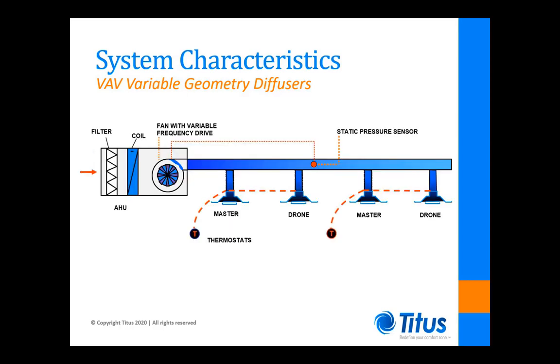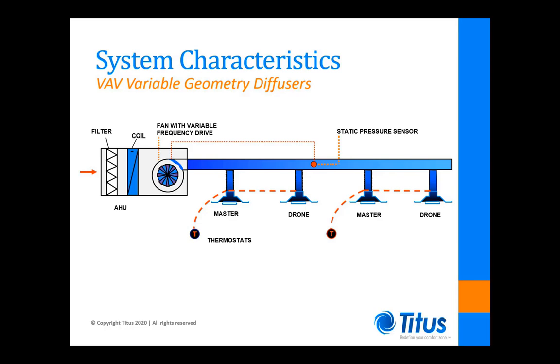A VAV diffuser system consists of groups of master and drone diffusers, with one master per room and as many drones required to meet the room load and air distribution requirements. A room thermostat connects to the master, which sends a control signal to the drones so they all operate in sync. The VAV air handling unit can be fitted with a variable frequency drive and a static pressure sensor tapped into the main duct, so the fan speed can be reduced when the pressure in the main ductwork increases as the VAV diffuser dampers start to close. This setup is no different than a conventional VAV system.